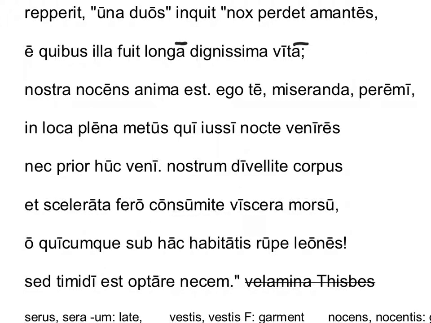Yay, good job, guys. Okay, I feel like we should do a little bit of scanning, especially because we have some lines that have elision. The one, nostra nocens anima est ego te miseranda per emi. Let's give that line a try. I'll pause it while you guys look at it.